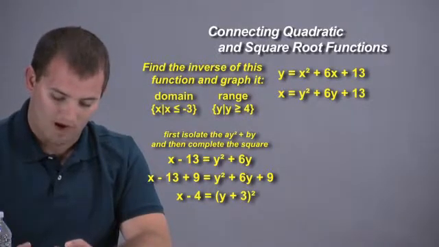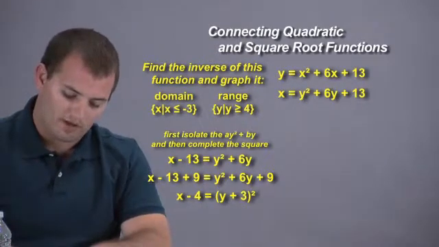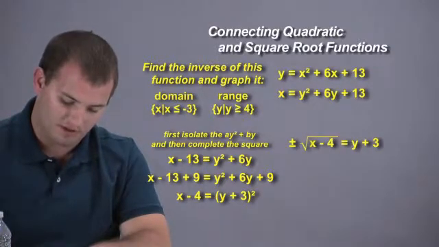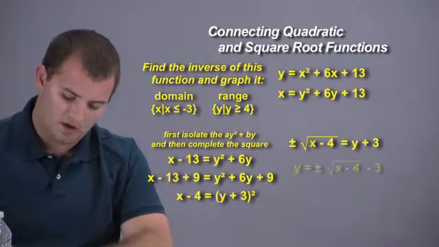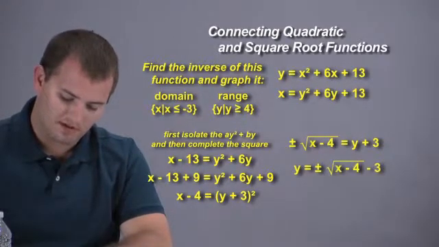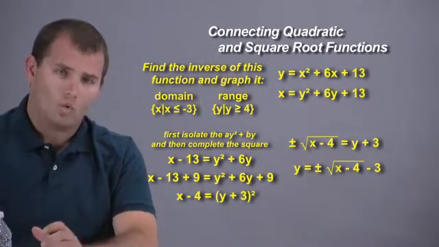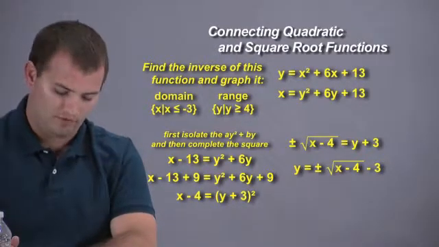Now we solve for y. Let's take the square root of both sides of the equation, and the square root is plus or minus the square root of x minus 4 is equal to y plus 3. We want to isolate y now, so it becomes y is equal to plus or minus the square root of x minus 4, and we have a minus 3. Okay, we're nearly done, but now we need to determine which sign sits in front of our square root function.